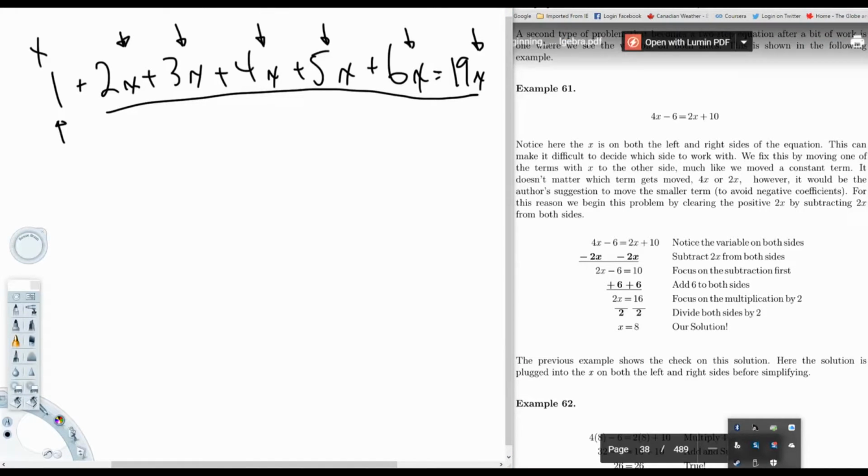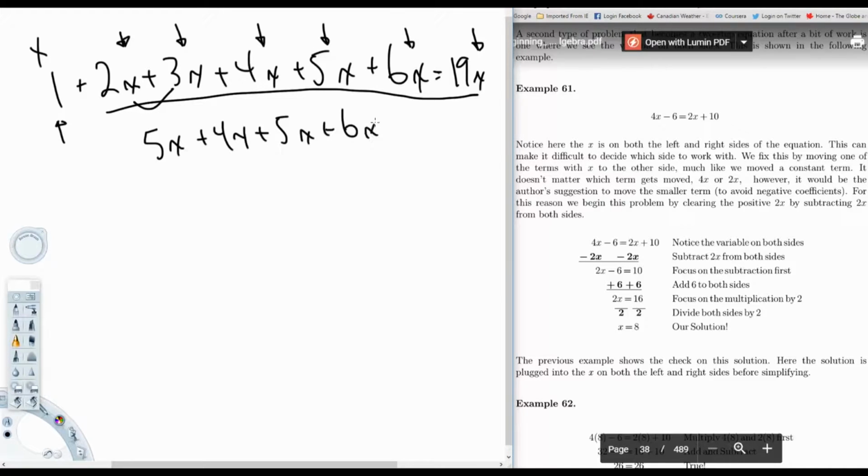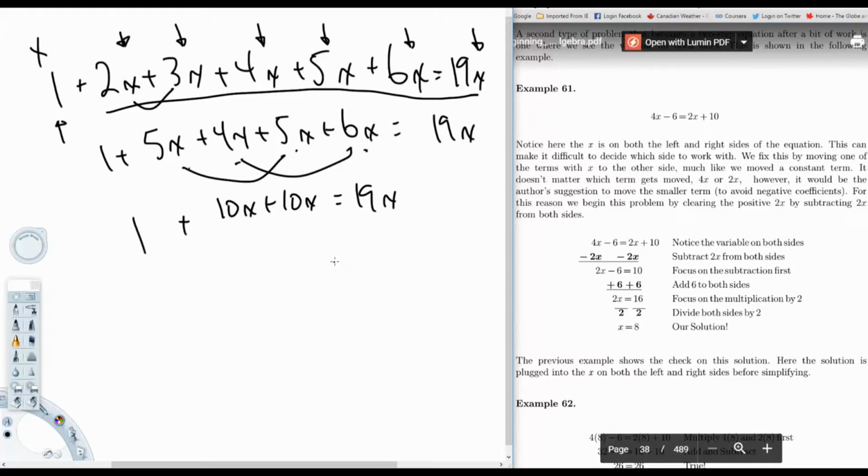All right, let me just make sure that we're good here. Let's take a look at this. 2x plus 3x equals 5x. They are like terms, we can combine them. Then plus 4x plus 5x plus 6x equals 15x. And we add the 1 here. 5x plus 5x equals 10x, and 4x plus 6x equals 10x. So that's 10x here plus 10x there, plus 1 here at the end.